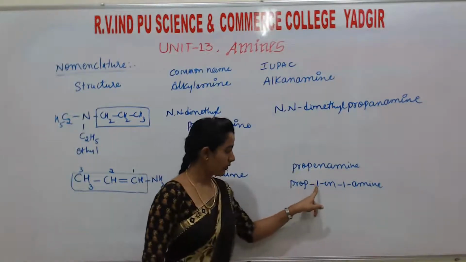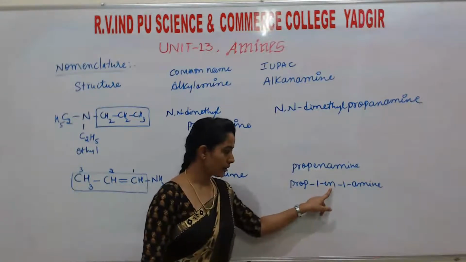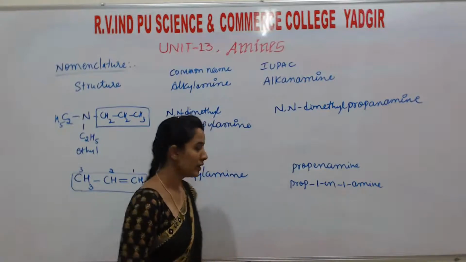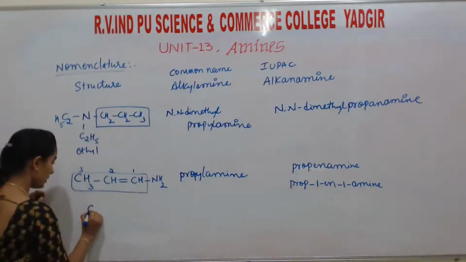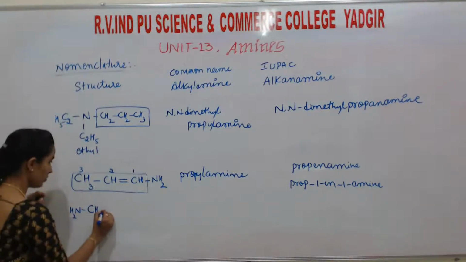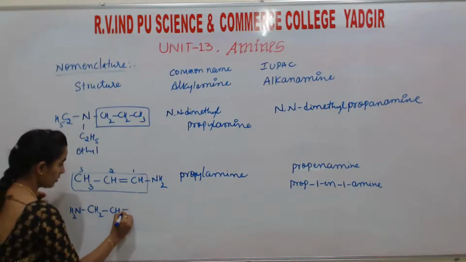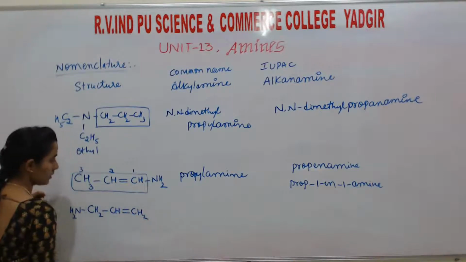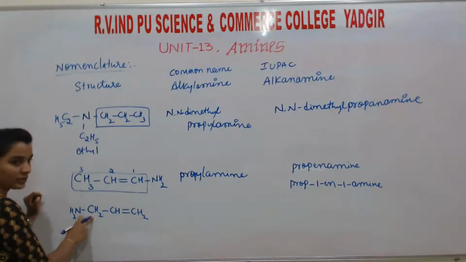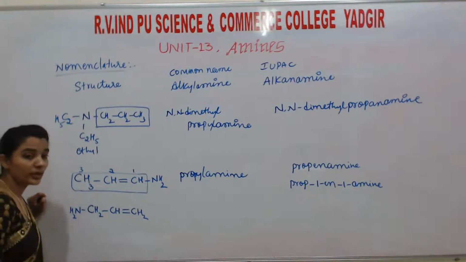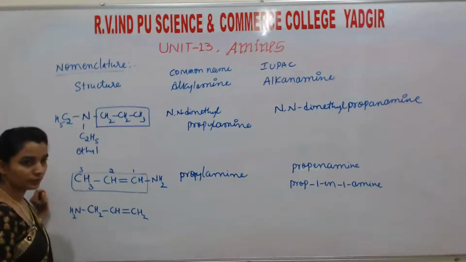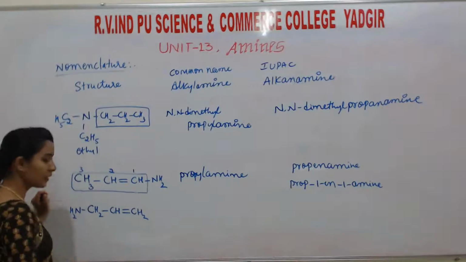Understand? At the first position a double bond is there, and at the first position an amine is there. If you consider the next one, that is CH2, NH2, CH, double bond, CH2. This is also the same compound, but the NH2 is attached here. Preference should be given to what? The functional group, this NH2. Sorry, the double bond over this NH2.